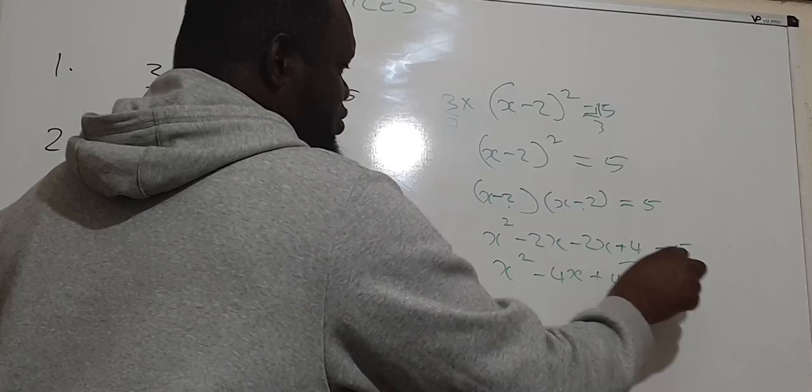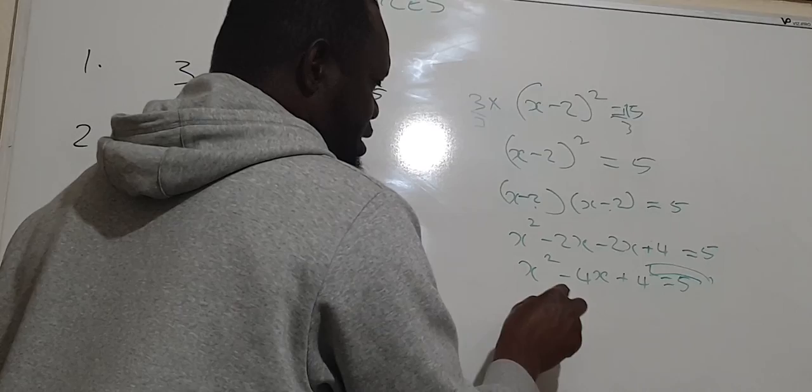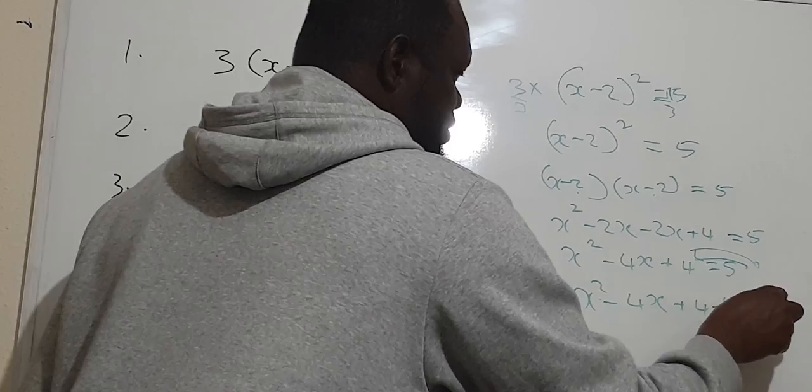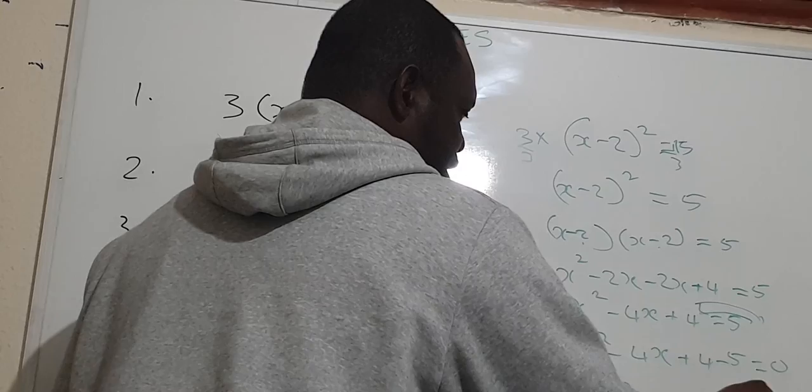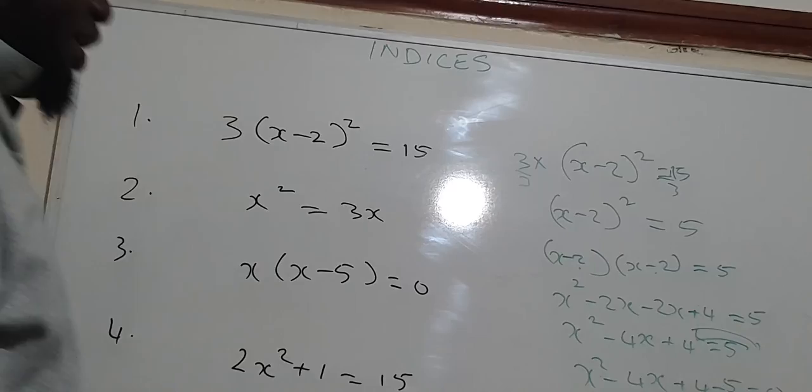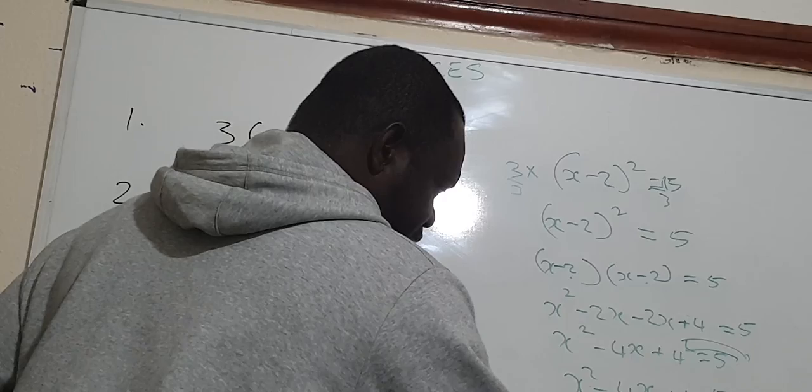You move this over the equal sign. We have x square, we move this over the equal sign, all the same unit. x square minus 4x plus 4 minus 5 is equal to 0. Our quadratic equation comes here. So, x square minus 4x minus 1 is equal to 0. Now we have to factorize that. We can't. We use minus b plus or minus root of b square minus 4ac all over 2a.